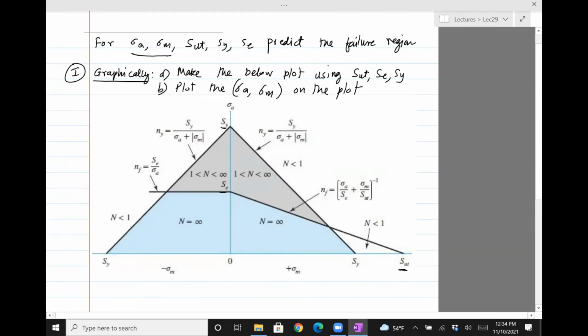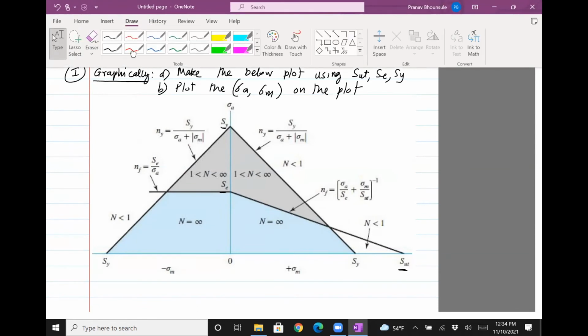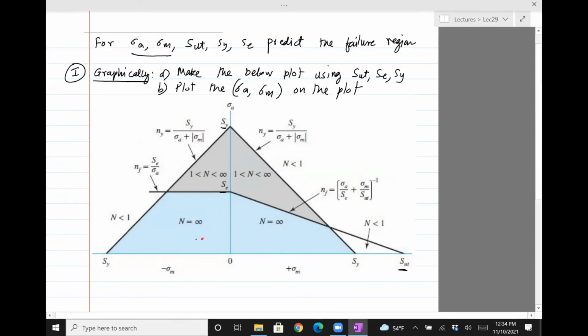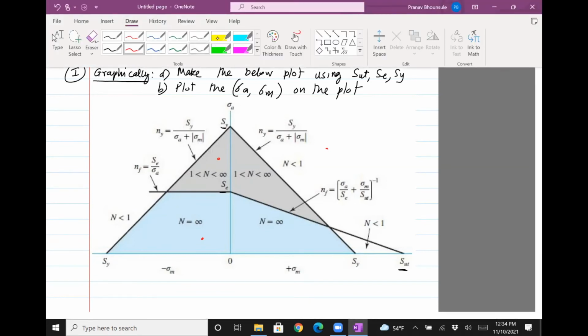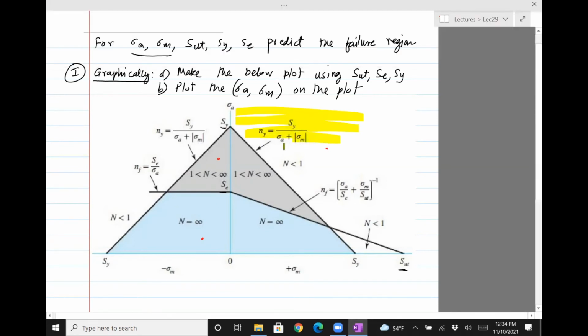Okay, so let's say we made the plot using the values for the strengths. If the sigma A, sigma M point is here, you know that it's infinite life. If it's here, it's in the finite life region. That is, it's going to be 10 raised to 6, 10 raised to 5, and so on, as we've shown earlier. But if it's over here, we know for sure that it's going to yield the first time you load it, because there's no question of fatigue here. It's going to yield under static loads. So I'm just going to color the third region, which is this region.